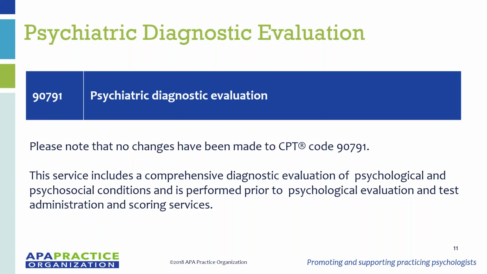So if you're doing a psychological evaluation, then typically you're conducting a clinical interview as part of your psychological evaluation. And as always, you would use the Psychiatric Diagnostic Evaluation code 90791. Note that this is not a time-based code, so there are no multiple units and there's no base and add-on structure. This service involves comprehensive diagnostic evaluation of psychological and psychosocial conditions, and is typically performed prior to the psychological evaluation and the test administration and scoring services. This code has not changed. Next slide.